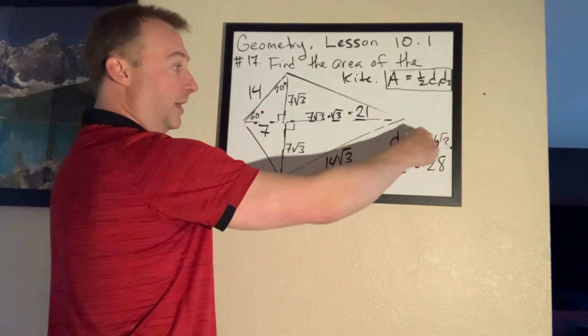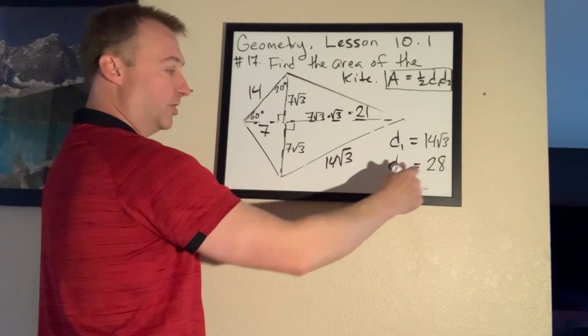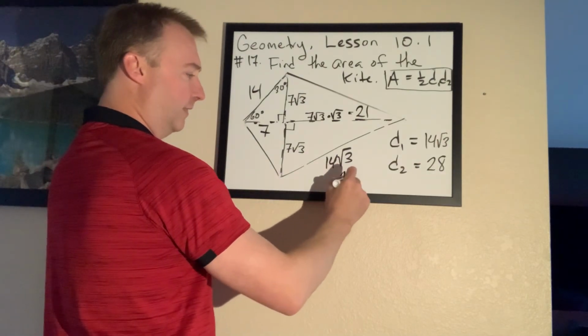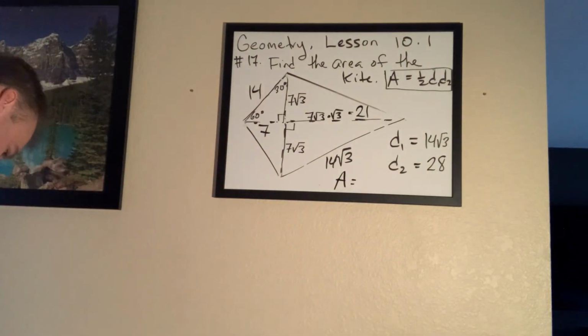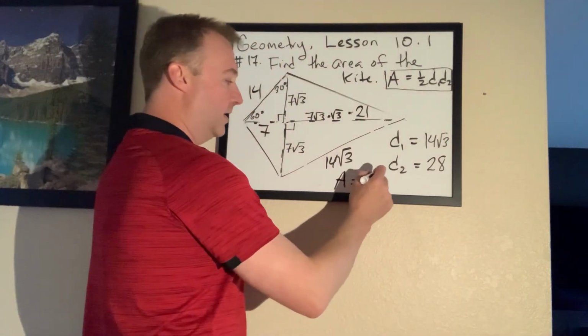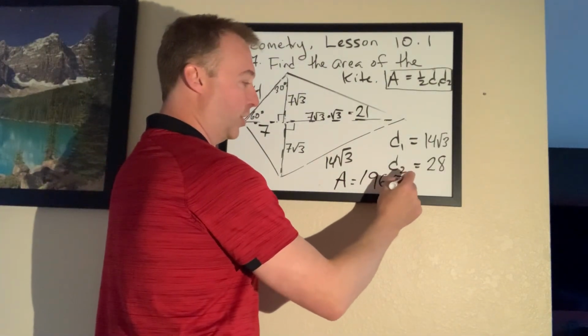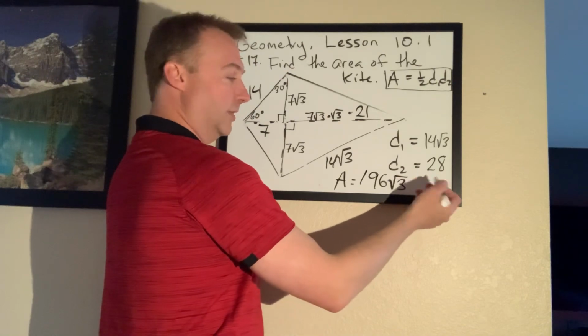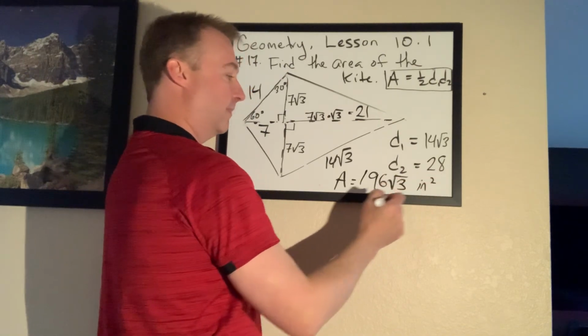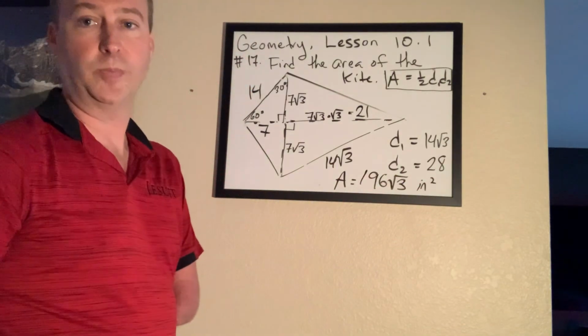And I'll leave it to you from there to plug those values into the formula: 1/2 times 14 root 3 times 28. I believe you get 196. Just checking, yeah. You get 196 root 3, and then your units are, I think, inches squared. And that's it. Hope that helps. Take care.